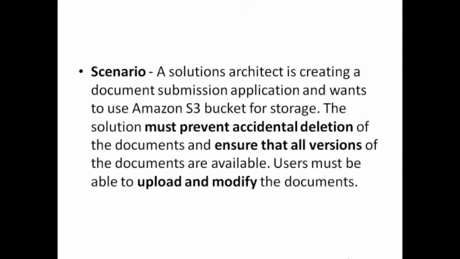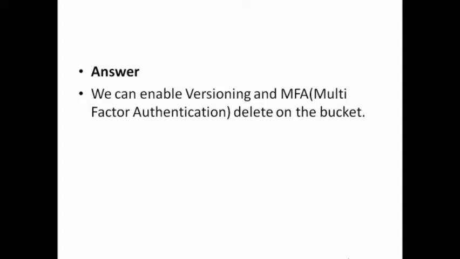So the key points here, if you see in the scenario, are that while thinking of the solution, we must think of a few factors. Basically, we have to avoid accidental deletion of documents. We need to make sure all the versions of documents are available. So in this kind of scenario with Amazon S3, what things do we need to do so that we can achieve this target goal? So the answer would be we can enable versioning and MFA delete on the bucket.